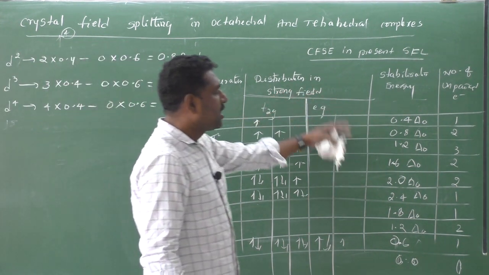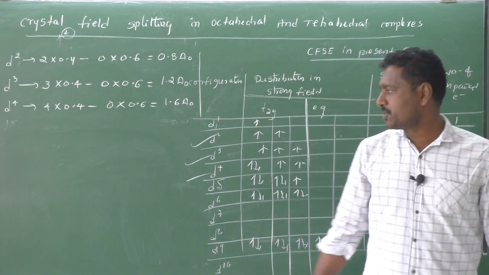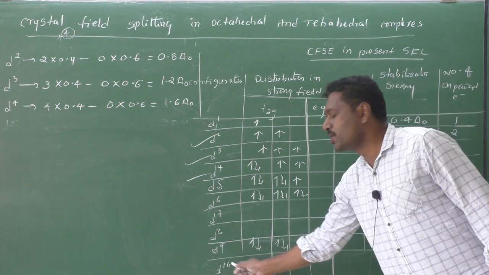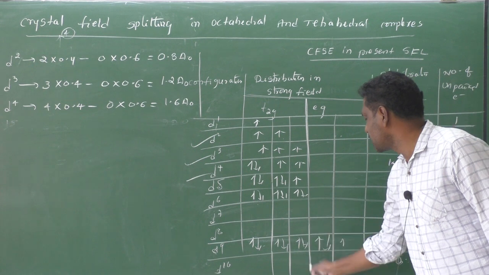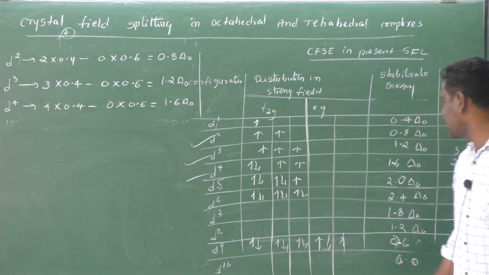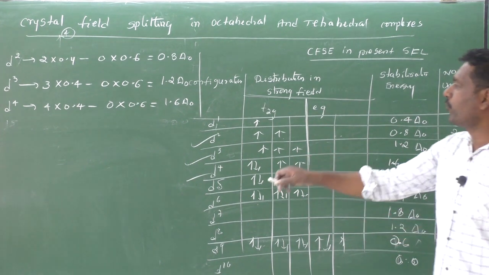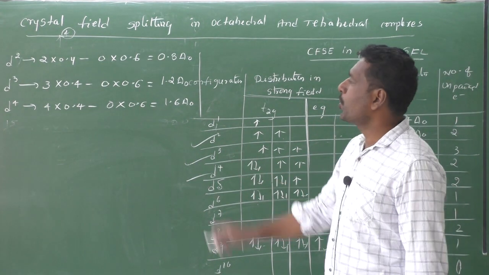So this is the stabilization energy. How can we calculate it? First, you write the distribution of electrons. Here 6 electrons are there, and here 3 electrons are there. So 6 into 0.4 and 3 into 0.6.